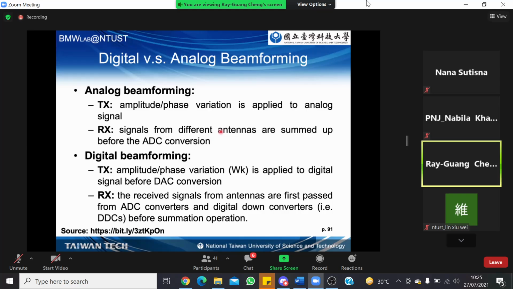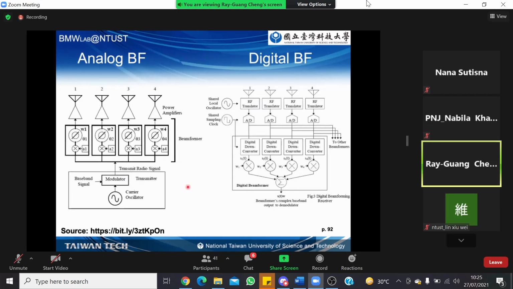We just mentioned analog and digital beamforming. Let's quickly go through it. The major difference is how they adjust the weight. The major difference is whether they adjust the weight before or after D to A conversion. We use this figure as an example. This is analog beamforming. Analog beamforming adjusts the weight in the analog domain.